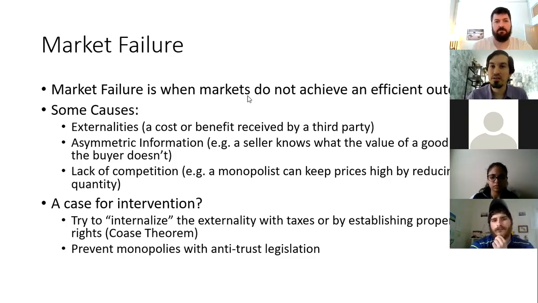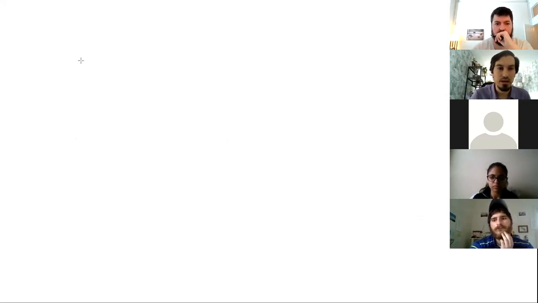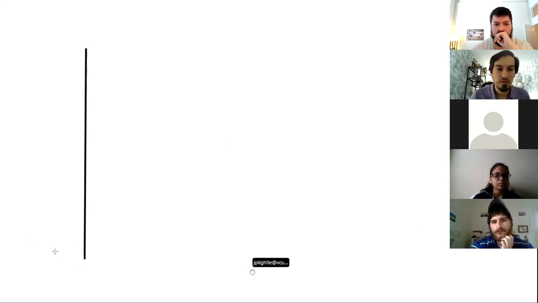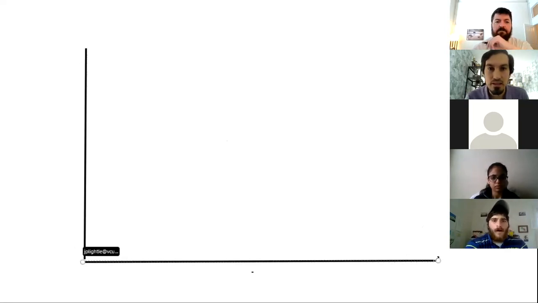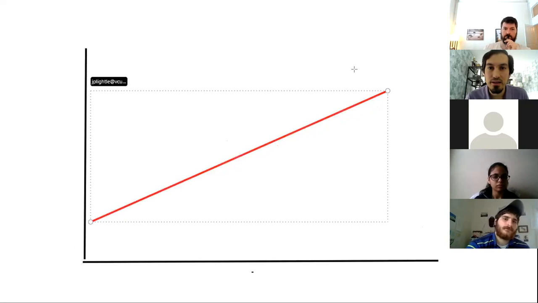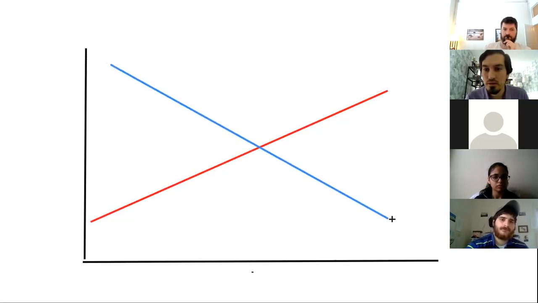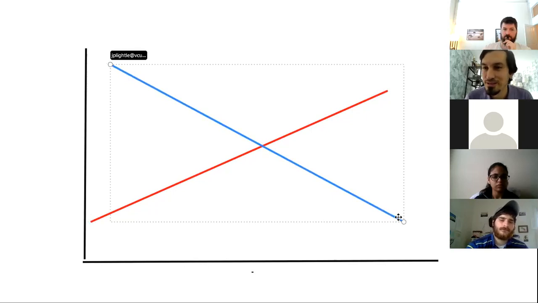It'd be great if in real life I would use the blackboard and draw that way, but I want to do my supply and demand curve and talk about competitive equilibrium. Let's say the supply curve is red, and the demand curve, let's say, is blue. Supply curve is upward sloping, demand curve is downward sloping. You should know that much.